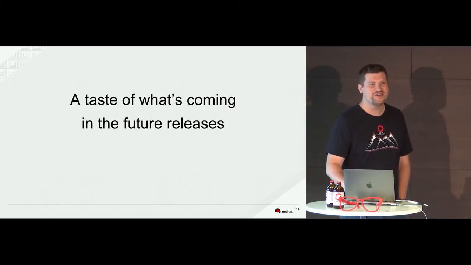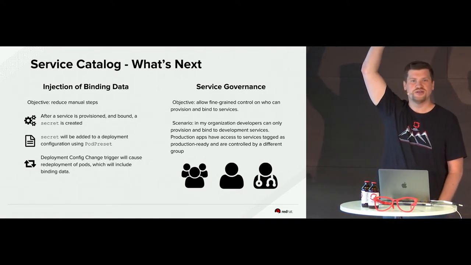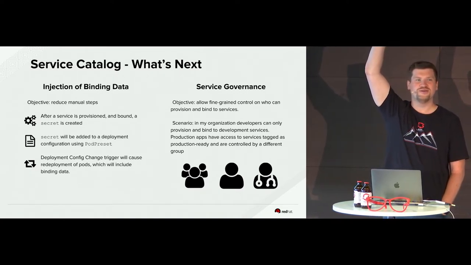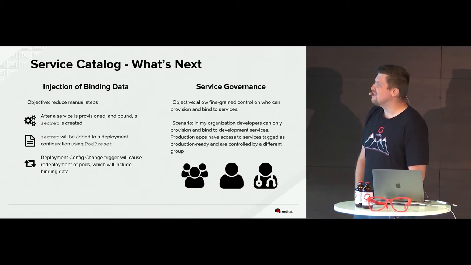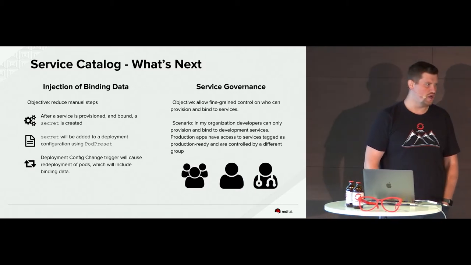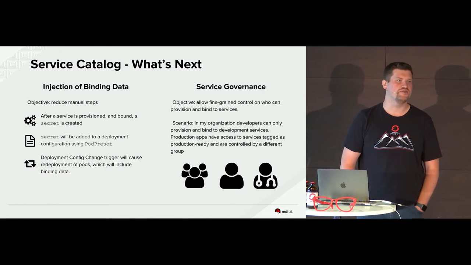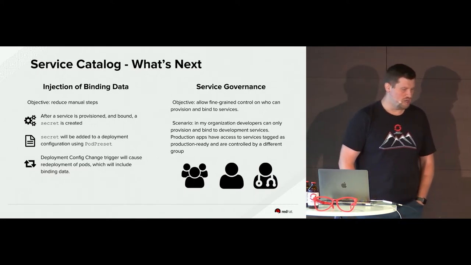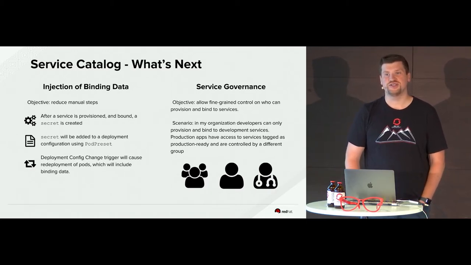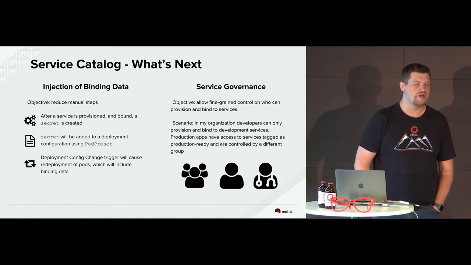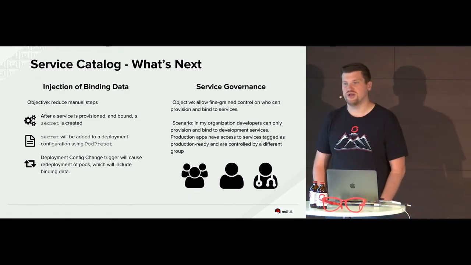So what's coming in the next releases? Who is using service catalogs? Almost no one. Yeah, OK. So there are two things that will be coming for service catalog. One is the automatic injection of the secrets and information into the pods. So today, if you do use service catalog and you provision a service, it will create a secret. And then you have to bind it to some specific pod or create the binding manually.